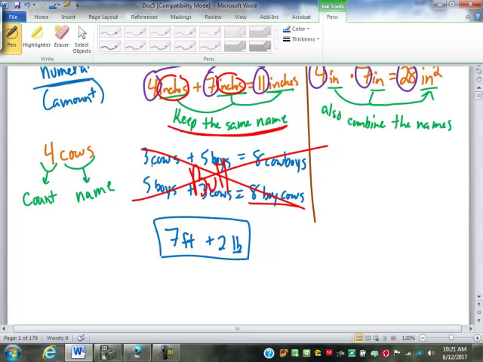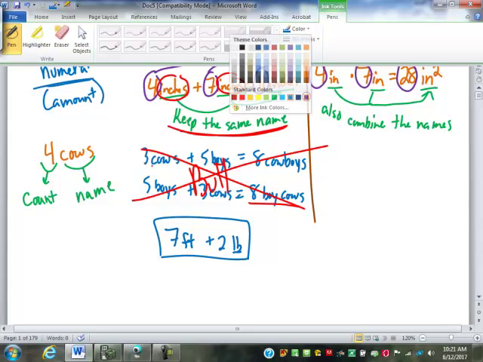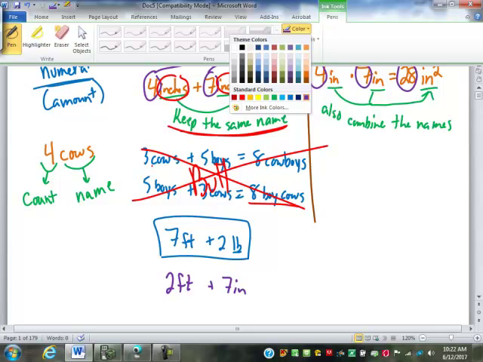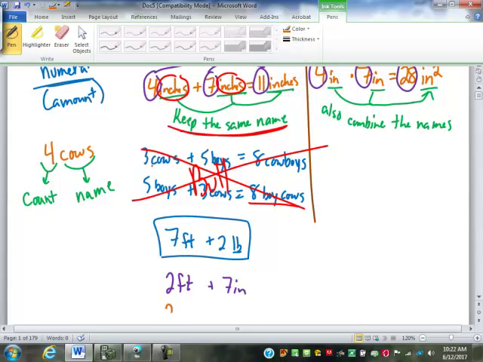Now, there will be times where we can change the name. I might have 2 feet plus 7 inches. Well, I can change that name so that I can combine them if I want to. 2 feet can become 24 inches. So now it's 24 inches plus 7 inches is 31 inches. So there will be times where I can change one of the names. I can convert one of them so that I can combine them. We'll see that a lot in fractions.